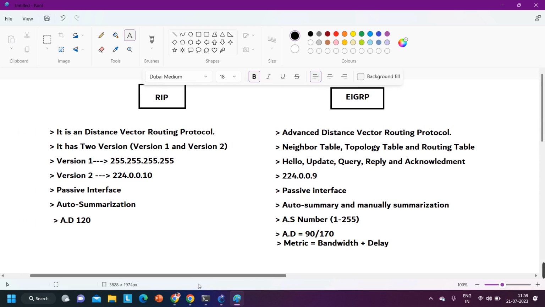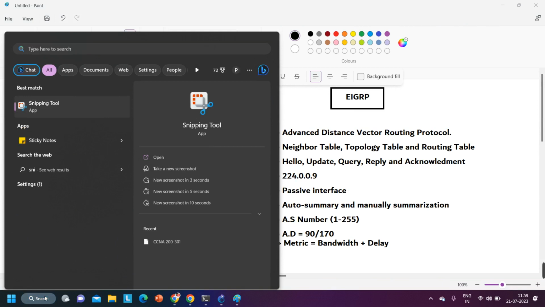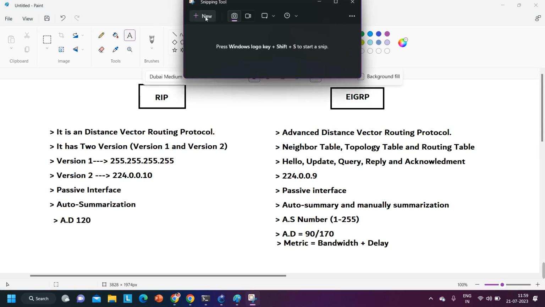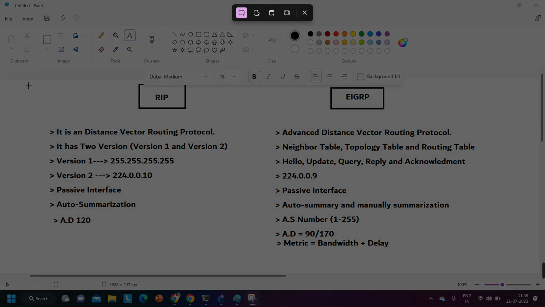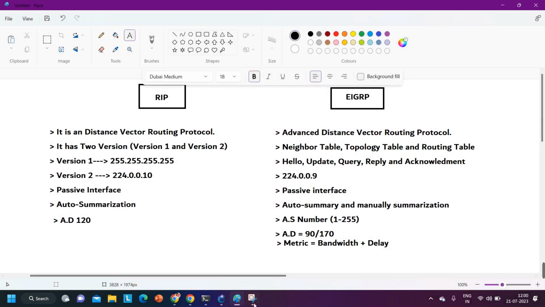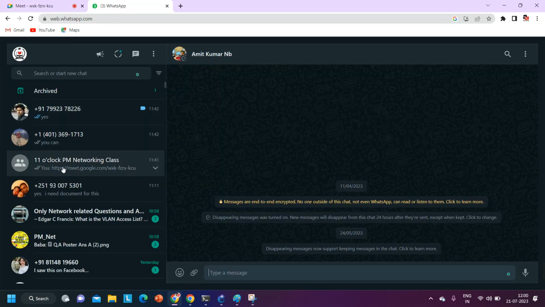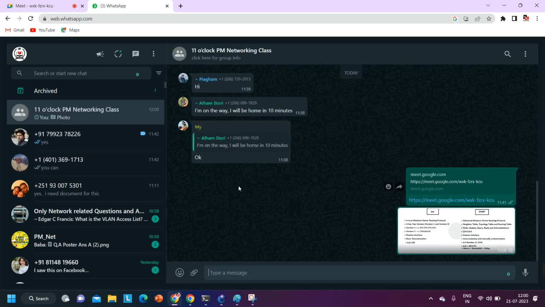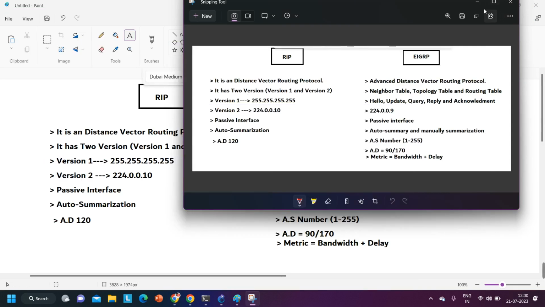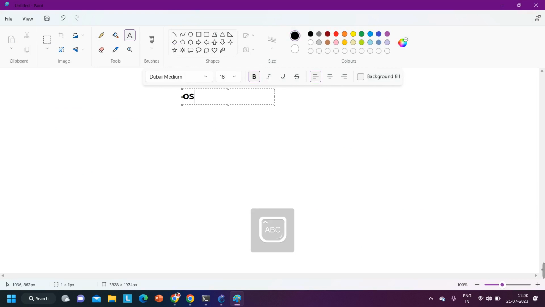Okay, so these are the important things about the RIP and EIGRP protocols which we had already discussed. Now, if you need one snapshot of it, let me see here. Done. Yes. Now, the next protocol is OSPF.